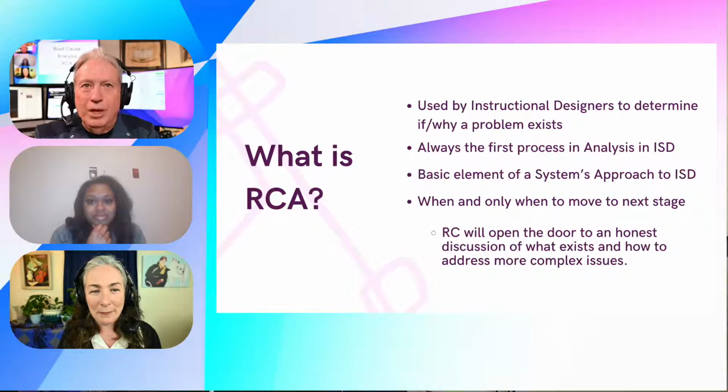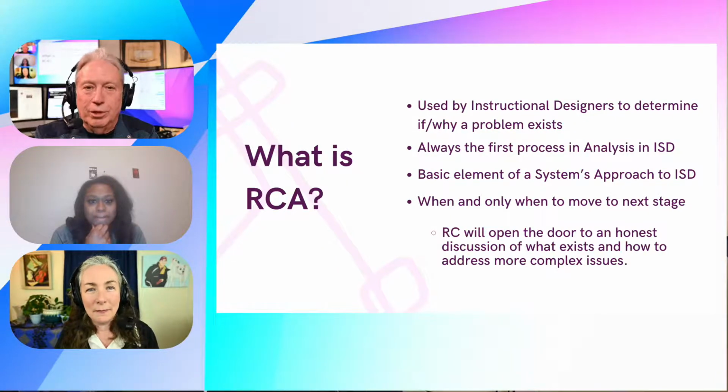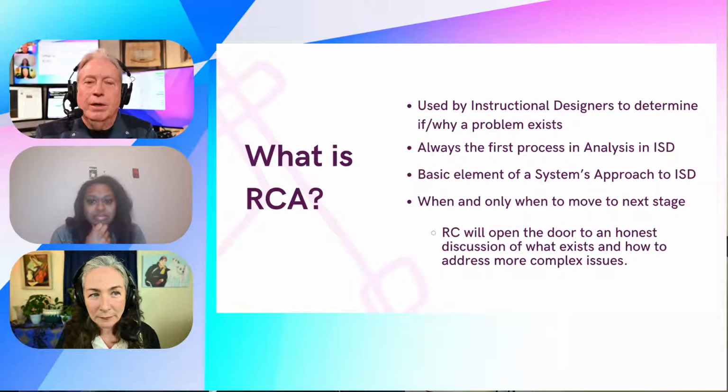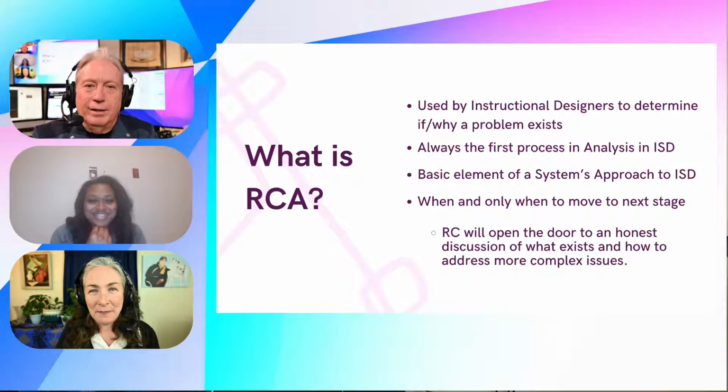So, we always do this. We have to know what the genesis of what we're doing really is. So if we're asked to design a course or put together a program, we have to know why we're doing that because we're never going to be successful if we don't have this basic information. So it's always the first process in analysis, whether you're looking at the ADDIE model or SAM or rapid prototyping or one of the other 4,000 other ISD models out there. This is the first thing you're going to do.